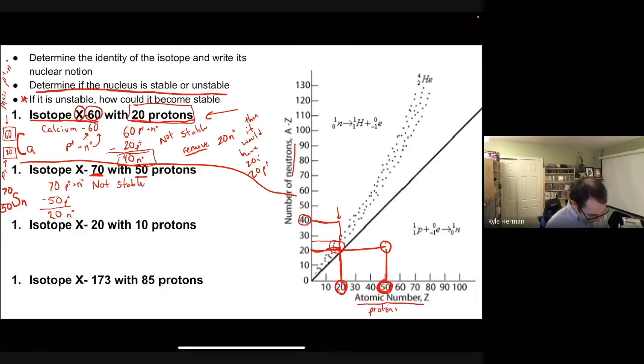So we can't change the number of protons. So we need to keep going up until we hit this band. And again, I'm looking for nice round numbers. So I'm going to go with anywhere around 70 seems like the number of neutrons we would need. So we already have 20, right? So let's add 50 neutrons. So it'll be 20 plus 50. We'll get 70 neutrons, and that'll make it stable.